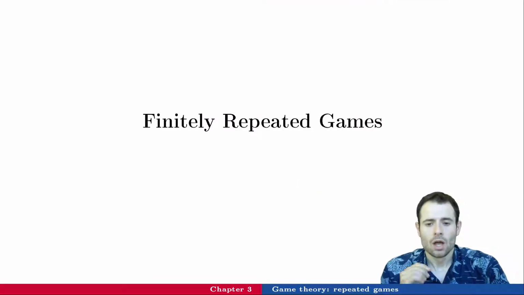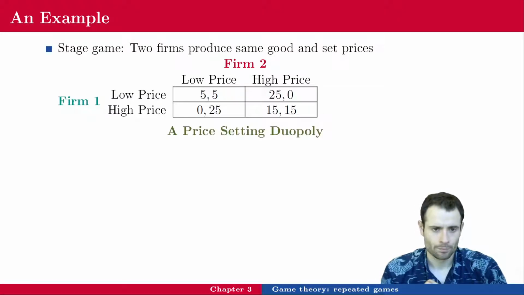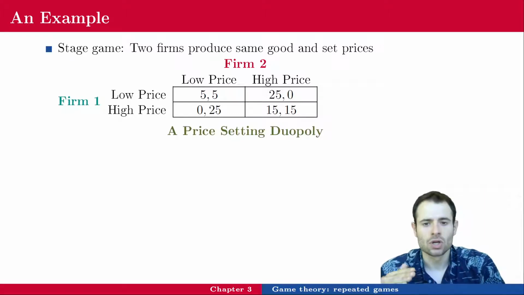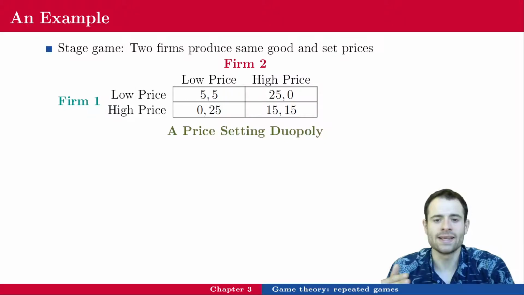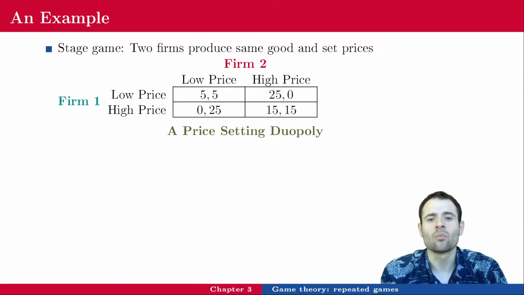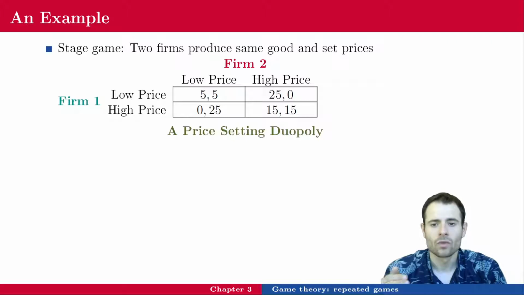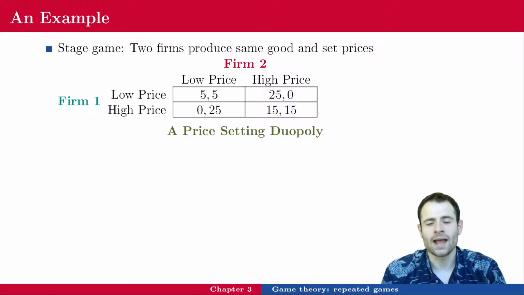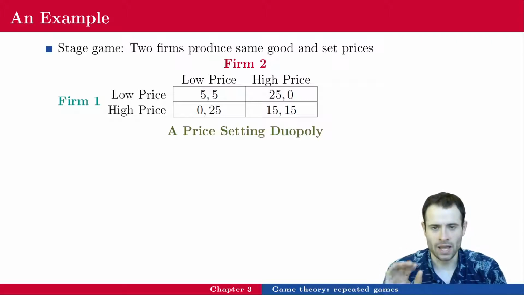Now, let's go through repeated games that are played finitely many times. So imagine the following stage game. 2 firms produce the same good and they set prices. So it's a kind of a Bertrand competition, if you like. So here the options are they can either set a low price or set a high price. So it's not exactly a Bertrand competition, okay? Just to make things simple here.